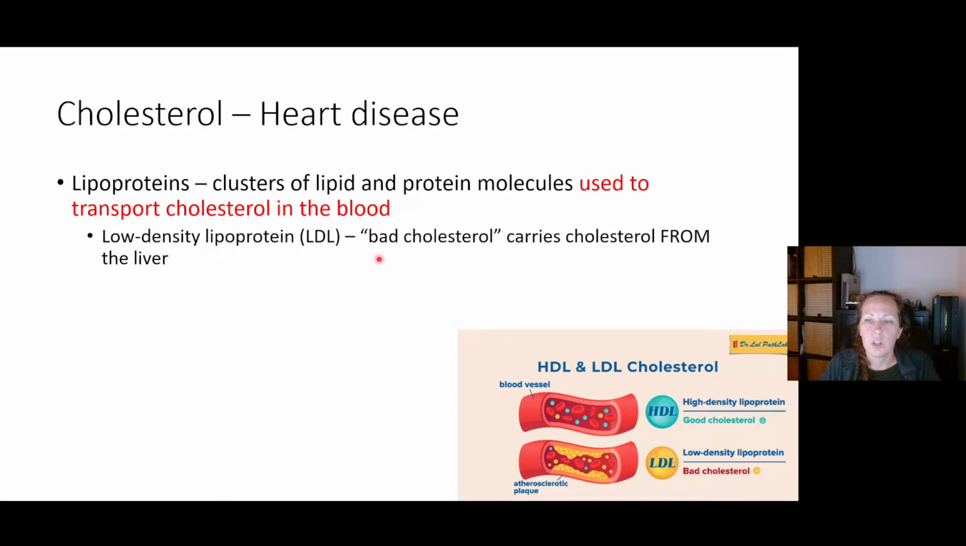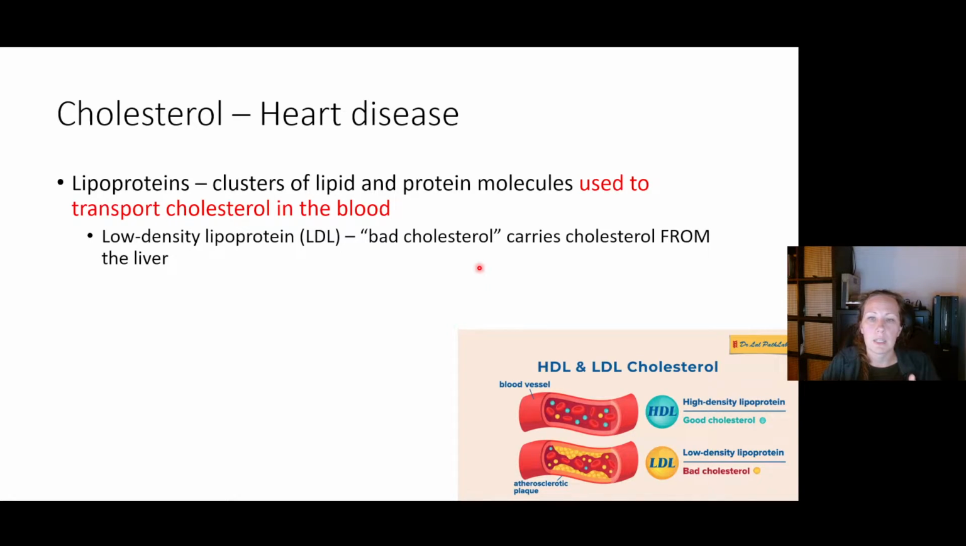So there are two main types of lipoproteins. There's low density lipoprotein, which is also known as bad cholesterol. This lipoprotein carries cholesterol from the liver. Cholesterol is produced in the liver, and the lipoprotein carries it from the liver to other parts of the body. Now, this serves an actual important healthy function. At normal levels, its role is to get the cholesterol that the liver makes to the cell membranes that it needs to be a part of, or to the hormone processing centers.